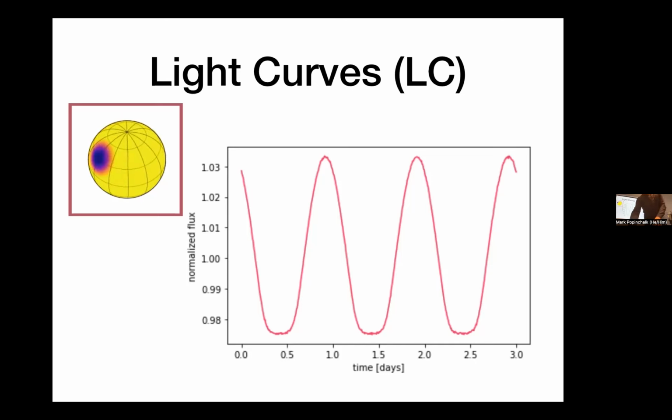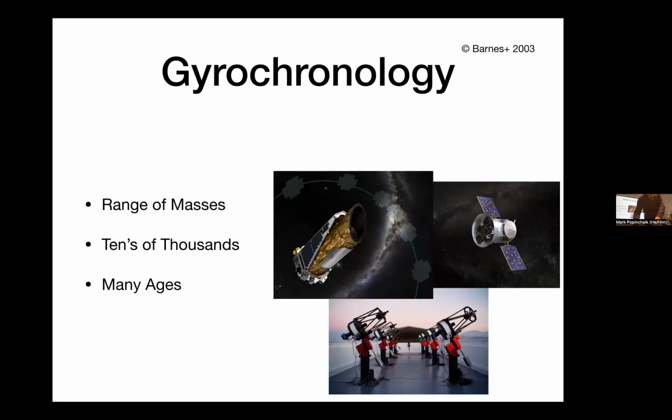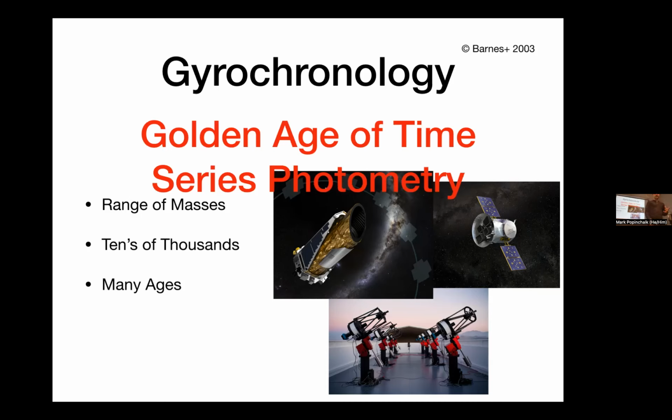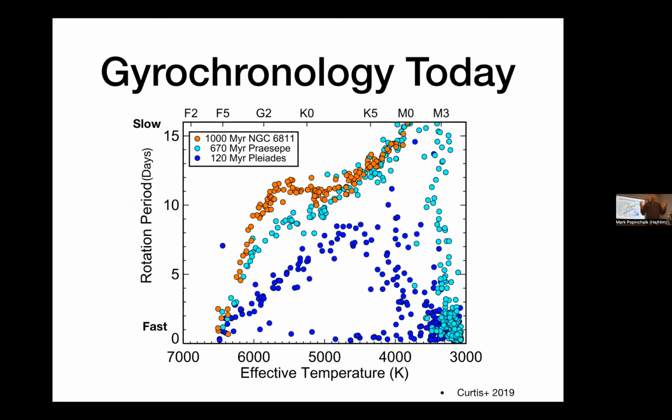And so, like I said, we fast forward to today, where we now have what's called gyrochronology, or the study of a star's age by looking at how quickly it spins. For a range of masses, tens of thousands of rotation periods, and many ages. I'm not going to make many bold claims, but I am going to claim that we are in the golden age of time series photometry. We've got Kepler, we've got TESS, we've got ground-based missions, and all this is enabling a wonderful understanding of gyrochronology for various ages. The picture of gyrochronology today, I'm taking from Jason Curtis's plot.